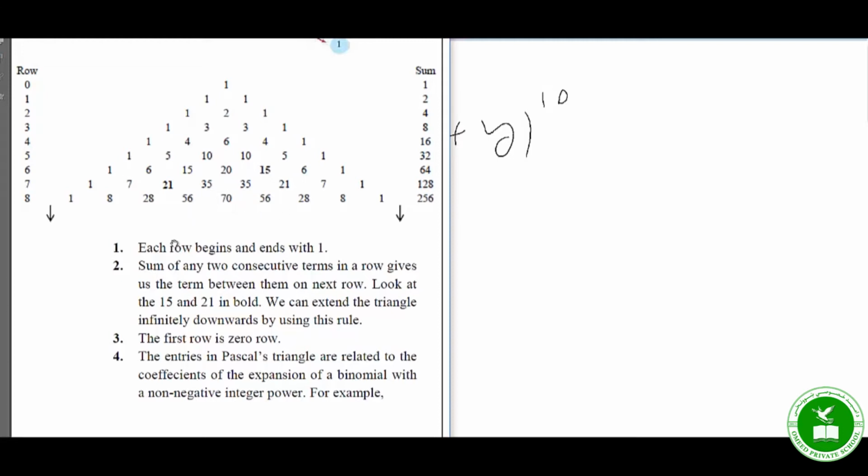You can find any other numbers below these numbers by adding the two terms in the previous row to get the new number between them. The next property is that the first row is row 0, so the rows start from 0, not from 1. Because it continues up to infinity, you cannot complete it, but you can find the other entries in Pascal's triangle by adding the two terms in the previous row to get the new term in the next row between them.